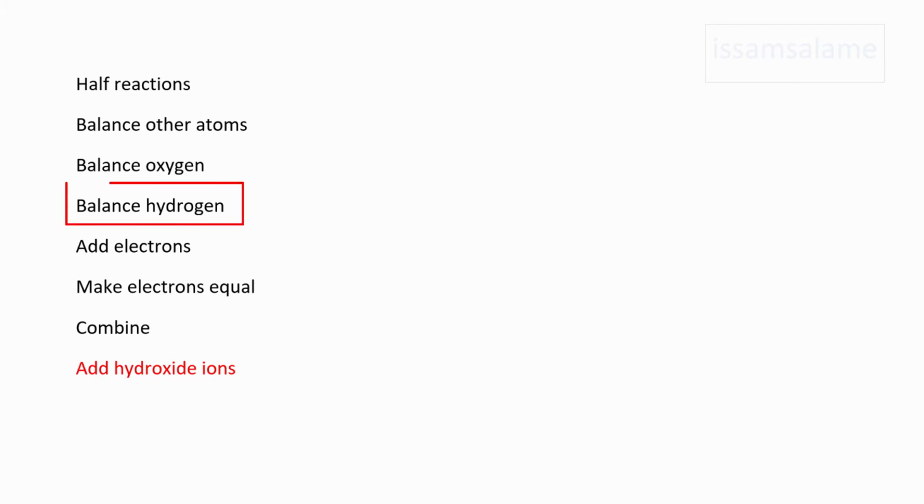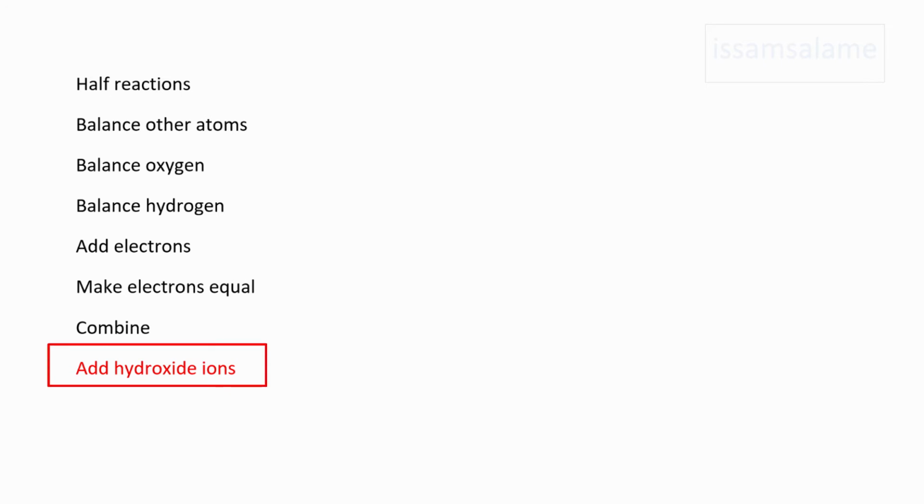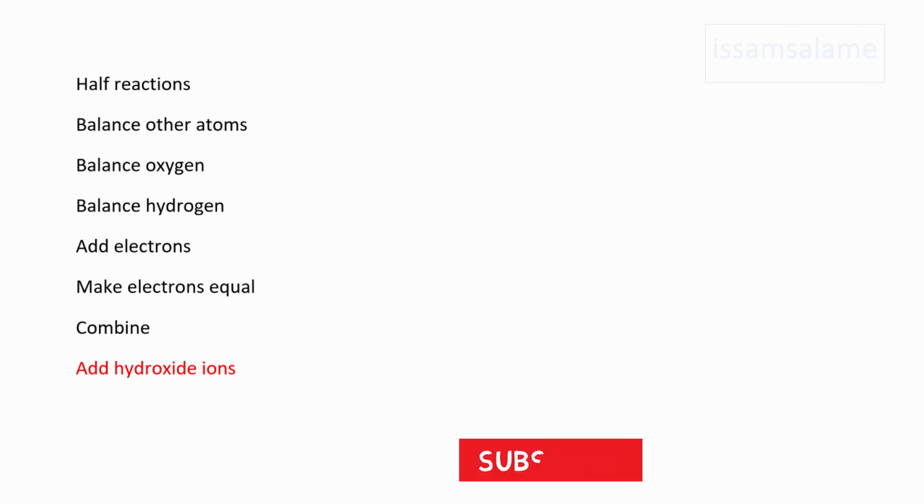We balance the hydrogen atoms by adding hydronium ions. Then we add the electrons to balance the charge on both sides of the half reactions. Then we make the electrons equal in both half reactions. We combine them, and then when we have the balanced redox reaction in acidic medium, we add hydroxide ions to balance the hydronium ions, and then we cancel the water molecules which are in common between the products and the reactants. And now we are ready to start solving the end of video questions.